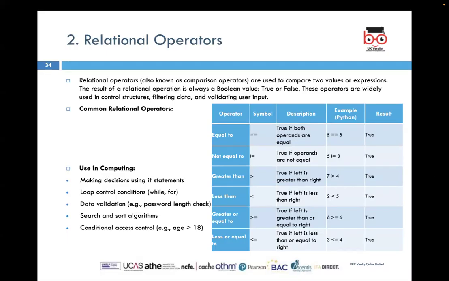Relational operators, also known as comparison operators, are used to compare two values in an expression. The result of a relational operation is always a Boolean value, true or false. These operators are widely used in control structures, filtering data, and validating user input. An example is shown in the tables: equal to, not equal to, greater than, less than, greater than or equal to, and less than or equal to.